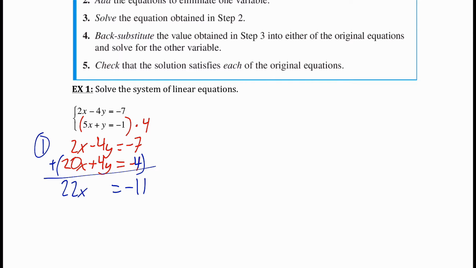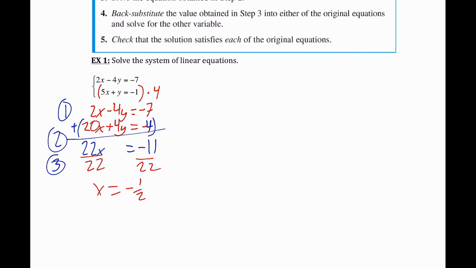Step 3 is solve the equation, so we're kind of doing that already. This is what happened in 7.1 as well, where steps 2 and 3 really blur together. To solve for the x value, we're going to divide both sides by 22, and we end up with x equals negative 1/2. So that's our x value for this equation.